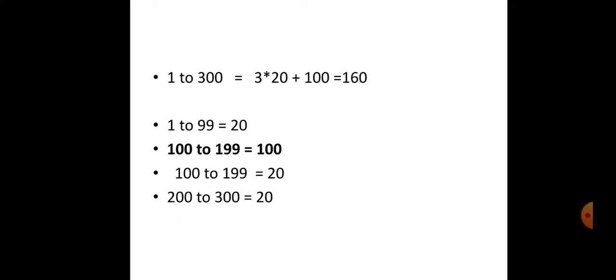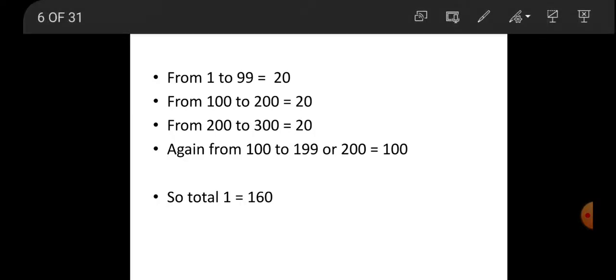In 1 to 99, there are 20 ones, and in 100 to 200, again we get 101, and again we get 111, 112, 113. If we count that, again we have another 20, and from 200 to 300 also. From 200 to 300 means 201, 202, 203, up to 299, and then 300. Similarly, we will get another 20.